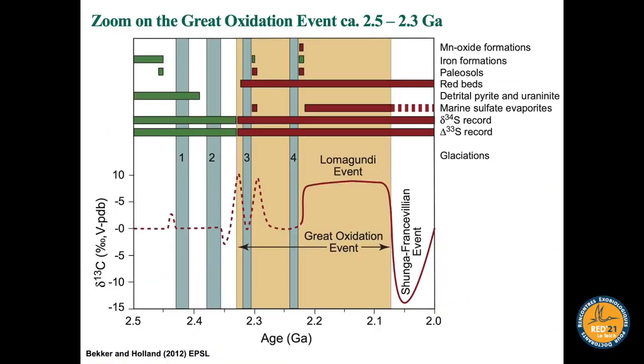Now let's zoom in on this Great Oxidation event. Here you can see a zoom between 2.5 and 2 billion years ago. What you can see is actually several different proxies listed on the right-hand side of this panel. We're going to talk about some of these in more detail, but I just want you to see the overview of this transition and how multiple lines of evidence, multiple proxies, line up to show this change in atmospheric oxygen at this time.